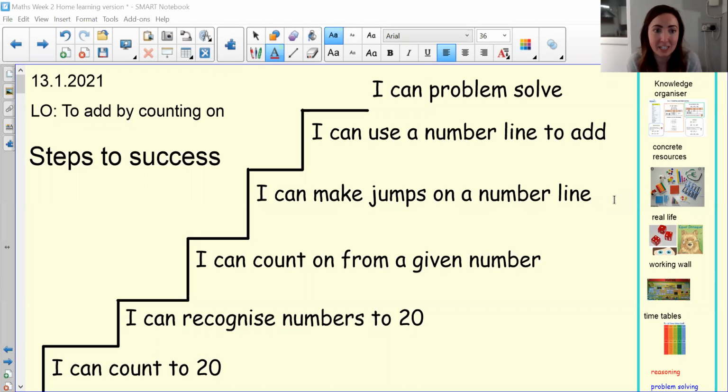Today's learning objective is to add by counting on. So we're continuing with what we started yesterday, but the difference is that today we're mainly going to be using a number line. So our steps to success: I can count to 20, I can recognise numbers to 20, I can count on from a given number, I can make jumps on a number line, I can use a number line to add, and I can problem solve.